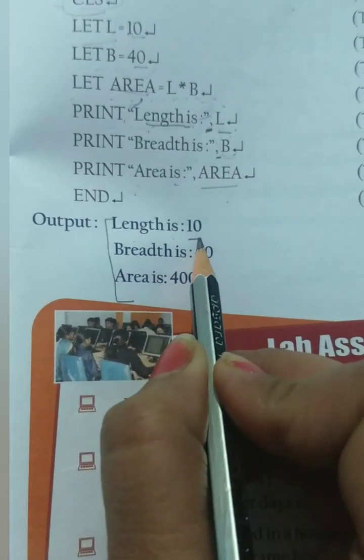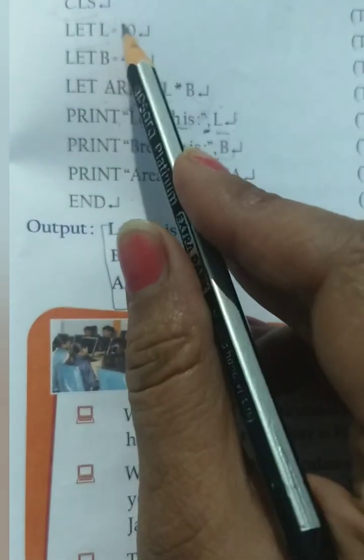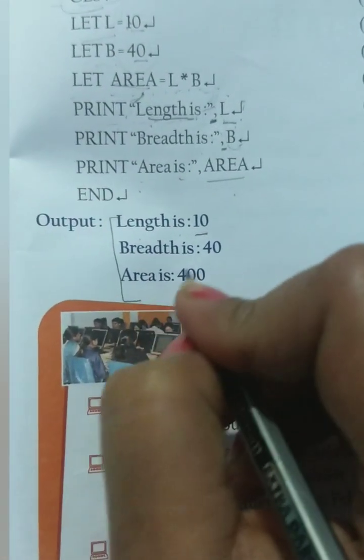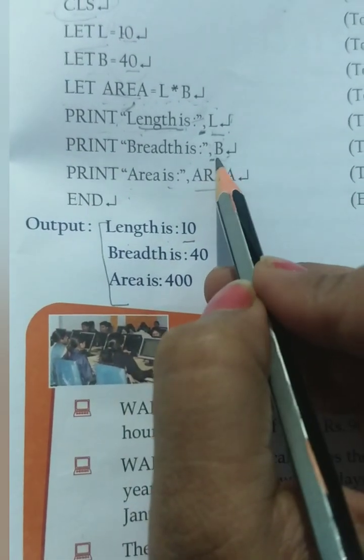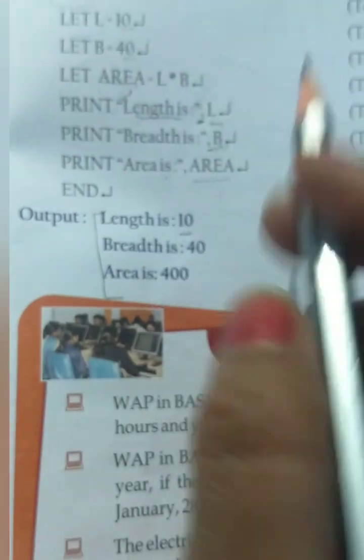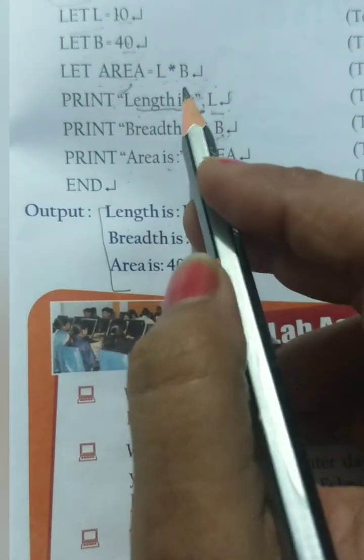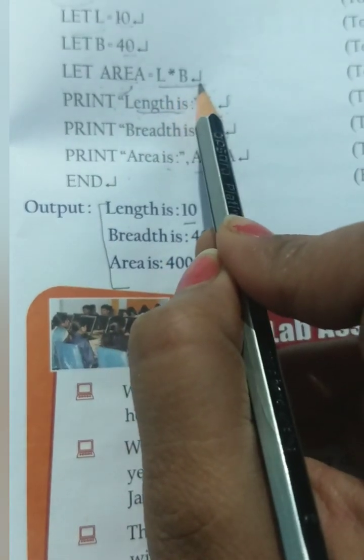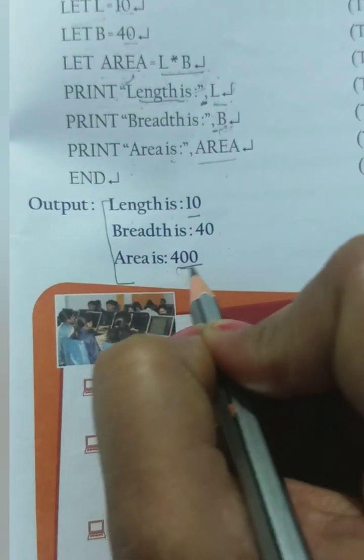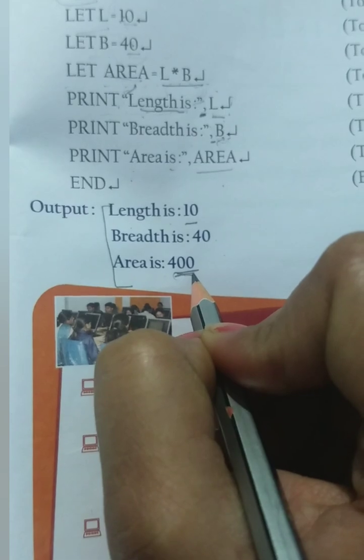Length is, the value stored in L, is 10. Breadth is 40, the value stored in B is 40. And area is, after calculating these two, that is length into breadth, you will get the area value as 400.